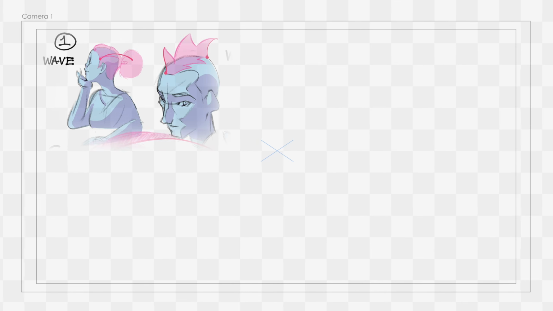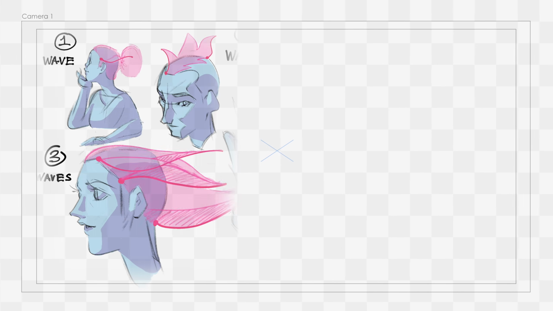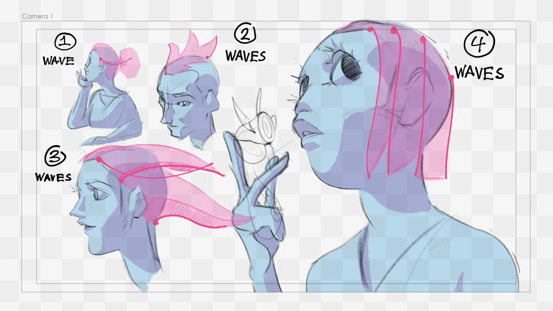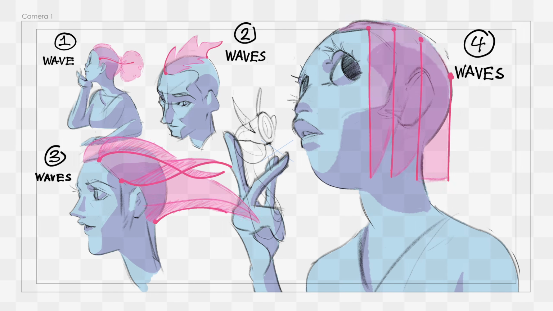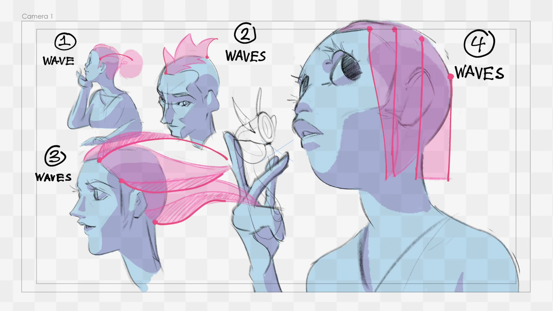Let's learn how to animate flowy hair. You can do this in any software that you like. It's really your choice. The principles apply to all animation and even physics. Let's go.